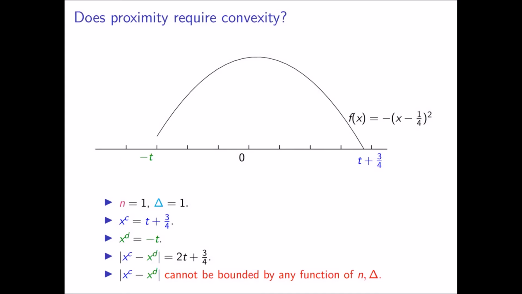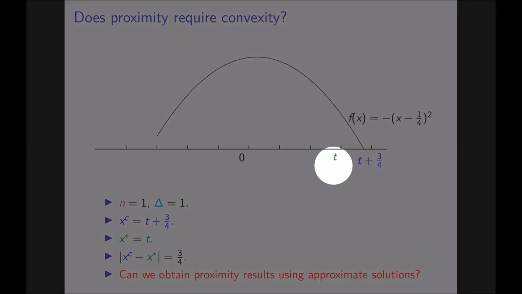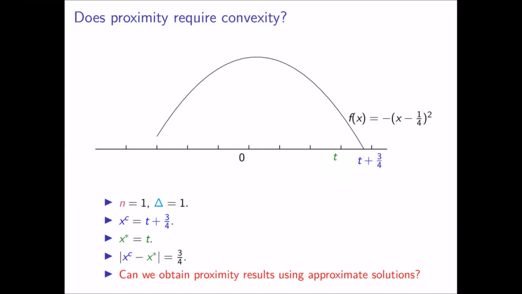Since in all these problems n and delta are fixed, we have shown that the distance between xc and xd cannot be bounded by any function of n and delta. So this example explains the lack of proximity results in the non-convex setting. However, in this example, a key observation is that the solution x star equal to t, while not optimal to the discrete problem, is almost optimal. Furthermore, its distance from xc is always 3/4.